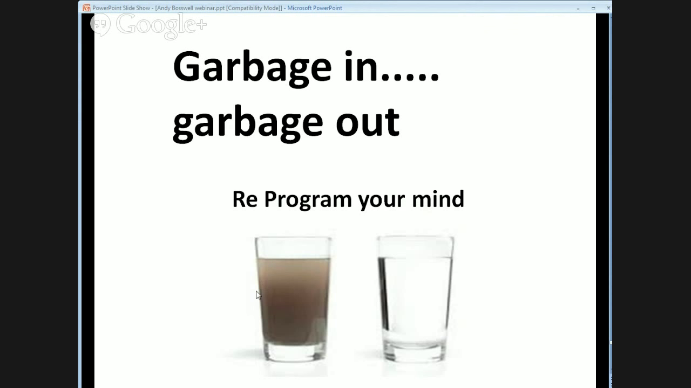If this dirty glass is your mind, or my mind, full of bad information, full of negative junk, full of stuff that we don't need to hear, how do we change it? Well, if we put good information in, if we wash it out with clean water, eventually we'll end up with a clean glass. We'll end up with good information in there that produces good results. So where do we get this information from? How do we start washing out our glass? How do we start changing our beliefs?